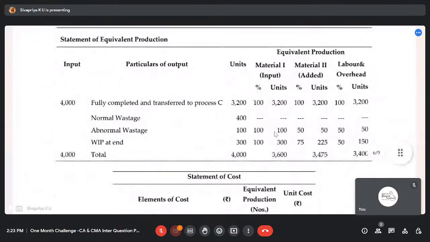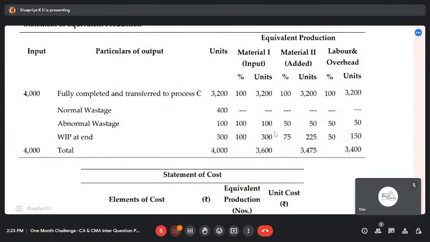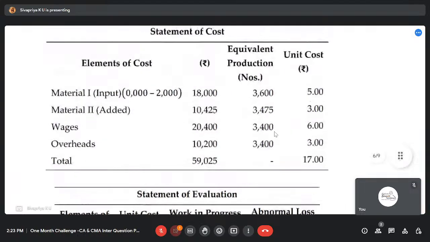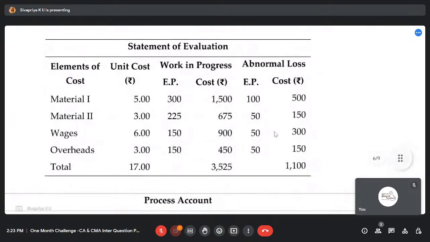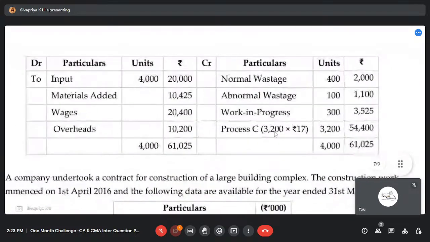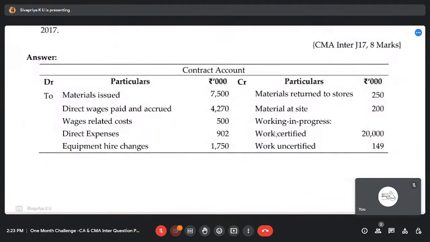Equivalent production units. The statement showing equivalent production. Statement of cost. Statement of evaluation. Then process account. Question number 4. Contract. So contract account.